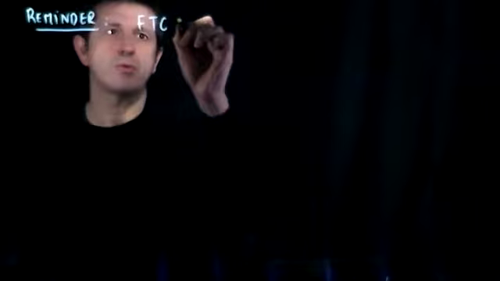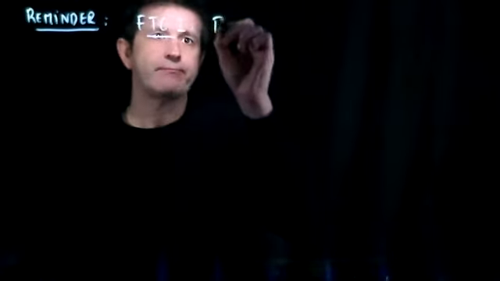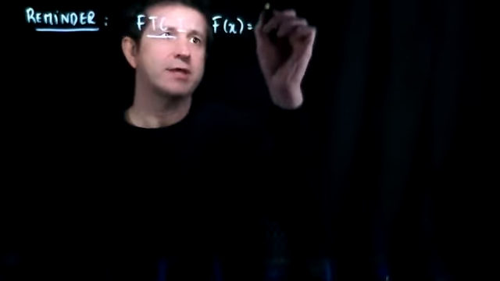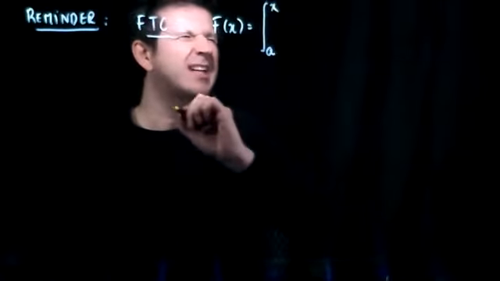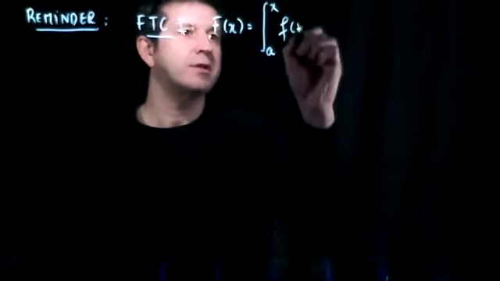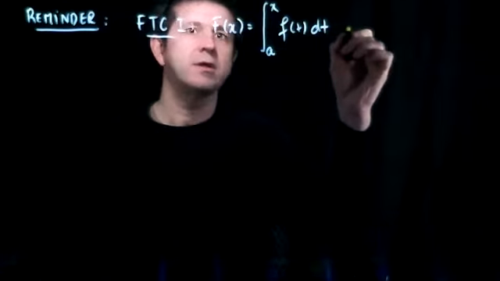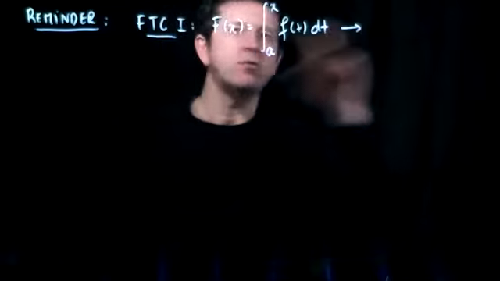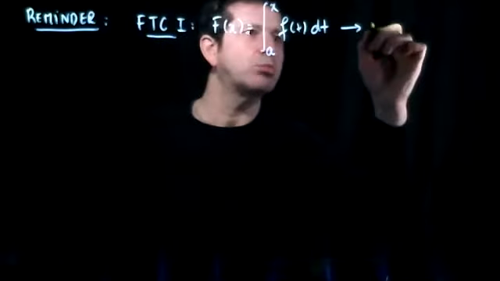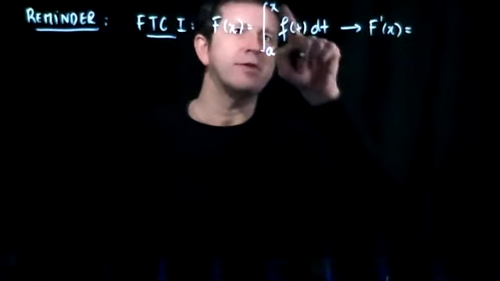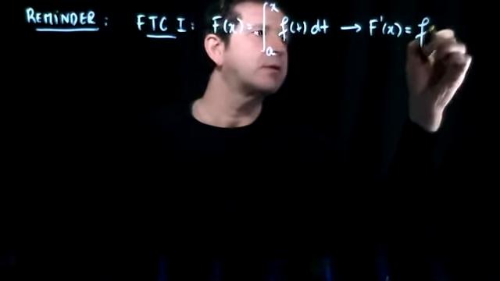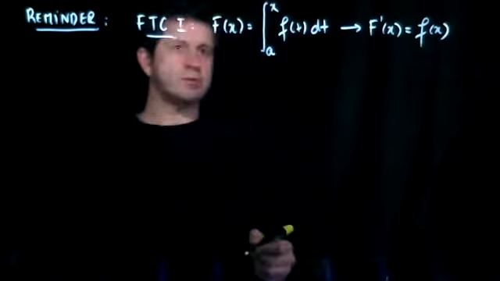So the fundamental theorem of calculus, part 1, says that if big F of x is the integral from any number a until x of f of t dt, then if you take the derivative of this big function, it will give you just f of x. You plug in x into the function.